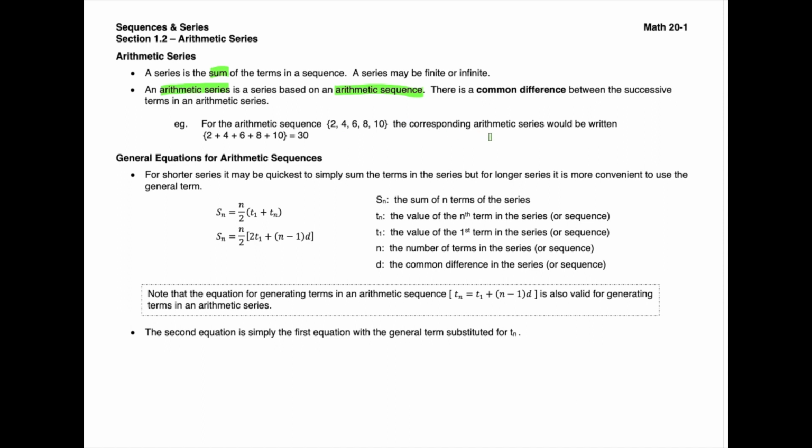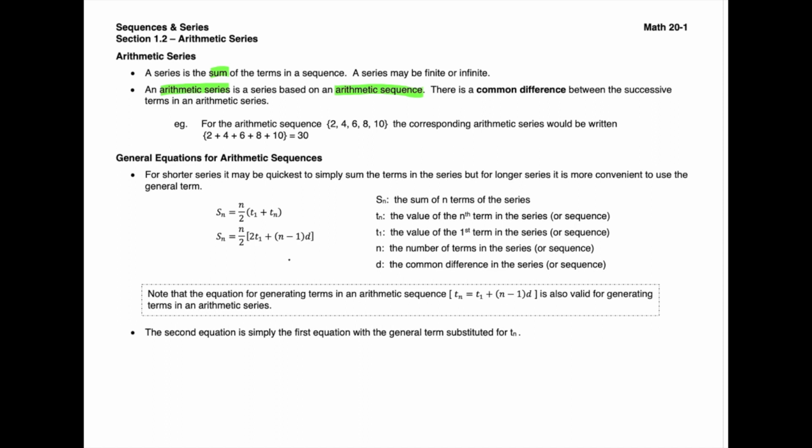The corresponding arithmetic series would be written 2 plus 4 plus 6 plus 8 plus 10. Again, just changing those commas to addition signs. Then we can also solve these. If we add up those 5 terms, we get a value of 30. For these relatively short ones, it is probably best just to add those together, and you can do that fairly easily in your head. But if you're looking at, say, the first 20 terms or the first 100 terms, that does get a little bit time consuming.